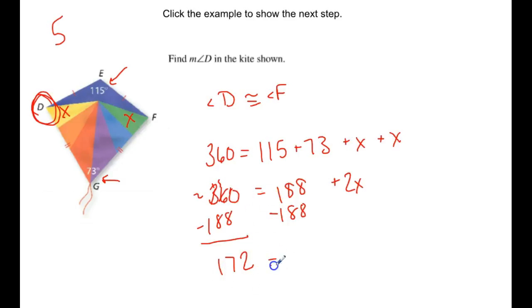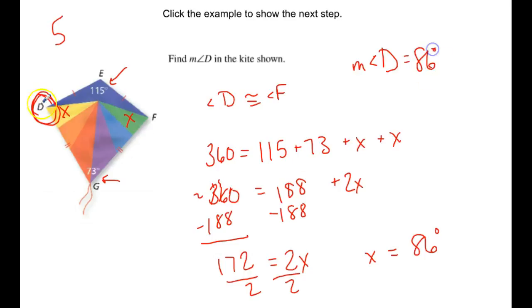So I've got 172 equals 2X. Then when I divide by 2, I end up that X equals 86 degrees. So I know that the measure, that's what this M stands for, the measure of angle D is 86 degrees.